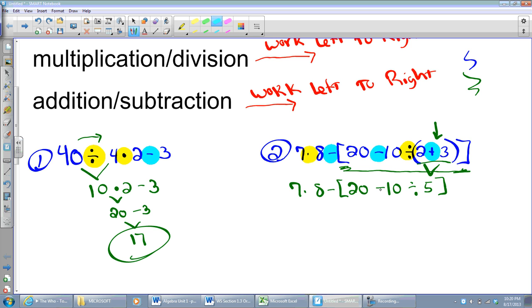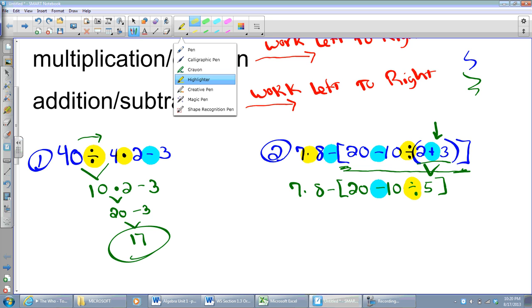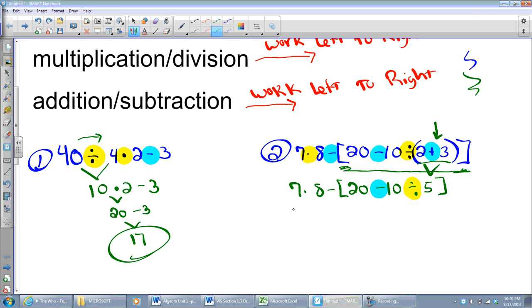I have some subtraction and I have division. Well, according to the order of operations, I'm going to do the division first. So, 7 times 8 minus the quantity of 20 minus 2. Okay. Still working inside the parentheses, I'm going to have 7 times 8 minus, and I'll have 18.